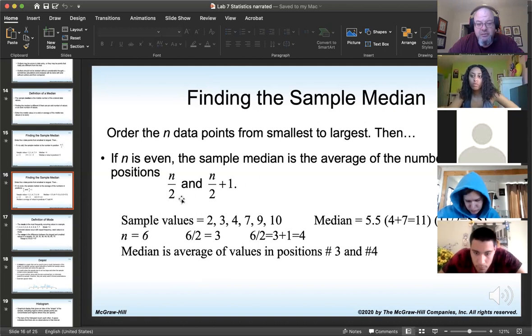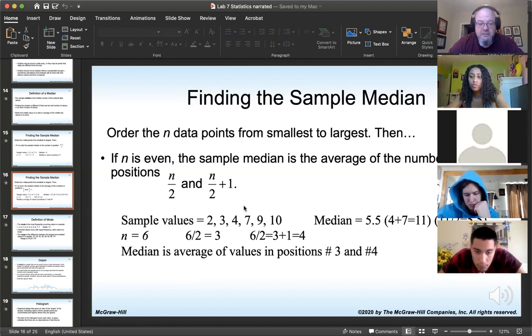So you've got the same thing. The mean, you want to calculate the average between the n divided by 2 and the n divided by 2 plus 1 position. So you calculate the mean between position 3 and position 4, which in this case is 4 and 7. All right, you add 4 and 7, divide those by 2, and you get 5.5.